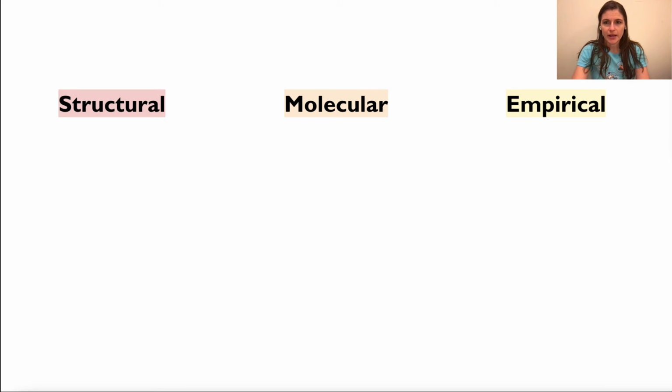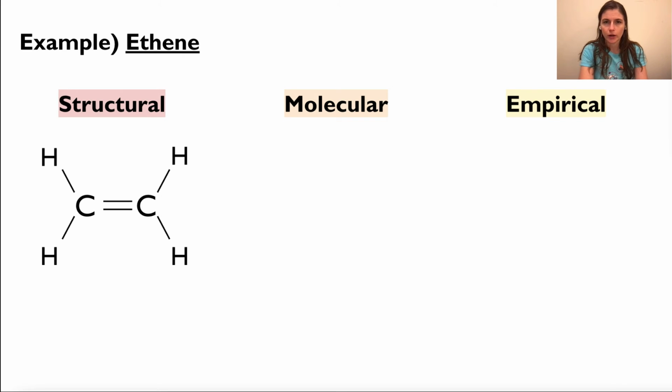Let's try a third example, ethene. Ethene is C2H4 as its molecular formula.